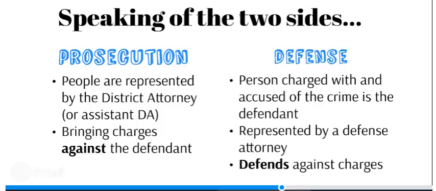They're bringing charges against people, all right? And the defense is obviously representing the person who has been charged with and accused of a crime. And they're trying to defend that person against charges and keep them out of the pen.